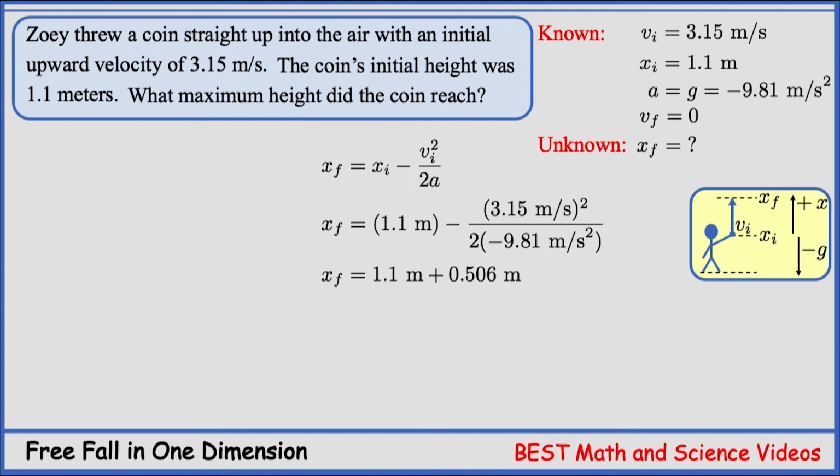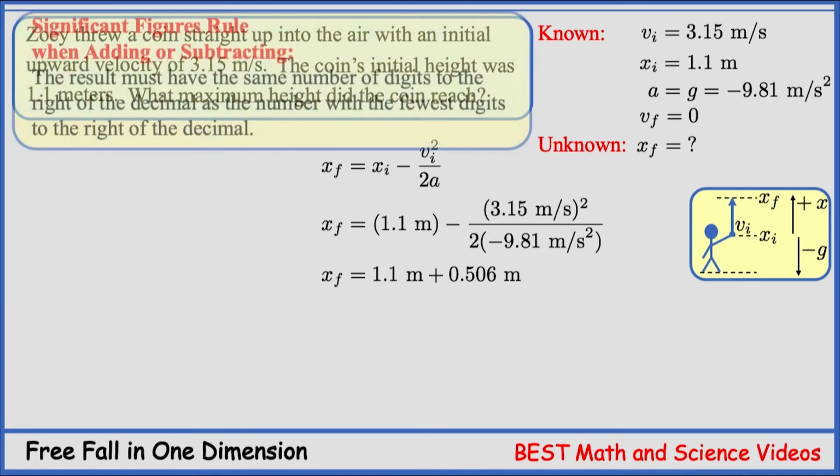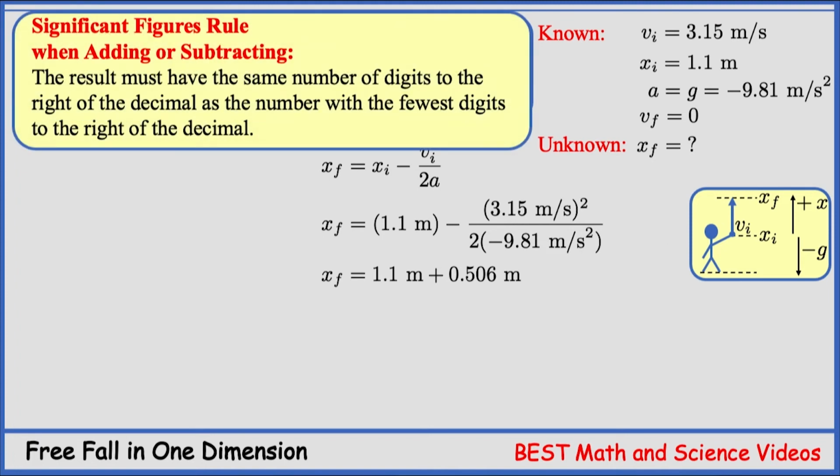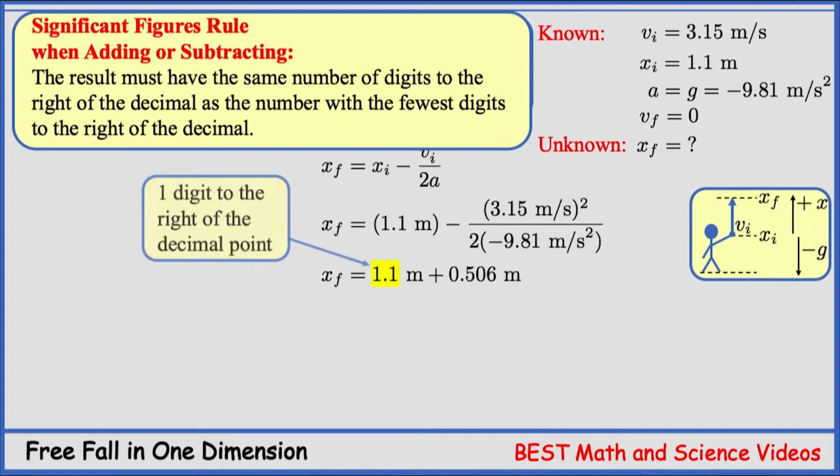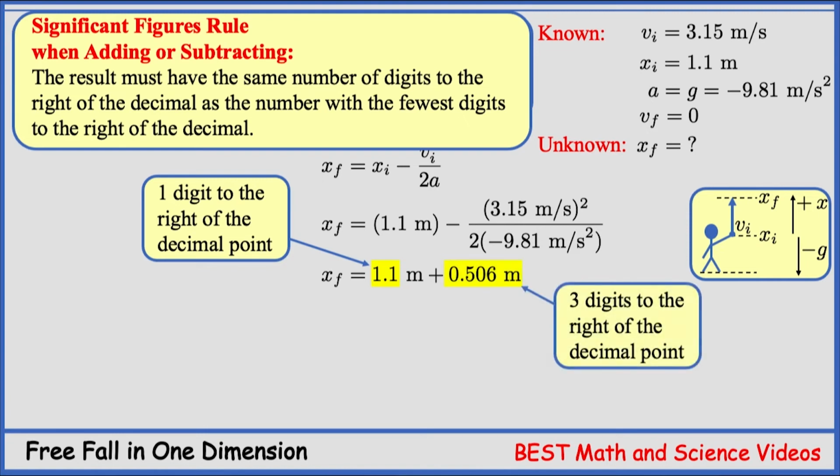Before we write the final answer, let's think about the rules of significant figures. When you add or subtract numbers, the result must have the same number of digits to the right of the decimal as the number with the fewest digits to the right of the decimal. The first number we are adding has just one digit to the right of the decimal point. The second number has 3 digits to the right of the decimal point. So our answer must be written with just 1 digit to the right of the decimal.